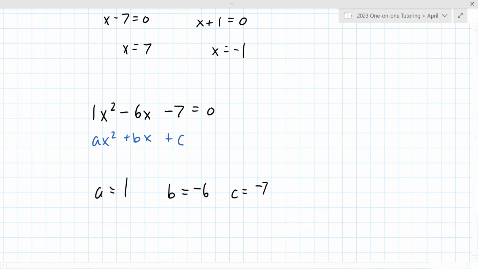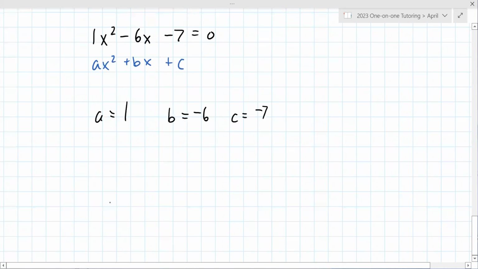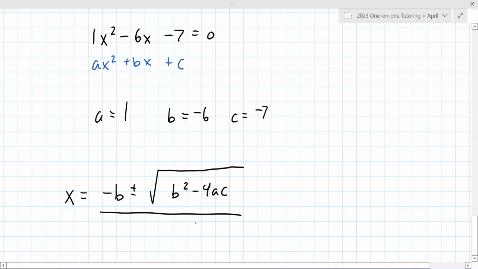Good. Okay. Now let me write down the quadratic formula. This is probably something that you have seen in class. We'll see. Negative b plus or minus the square root of b squared minus 4ac all over 2a. I'm not asking if you've memorized this, but have you seen this before? Yeah, I know. Does this look like, okay, great.